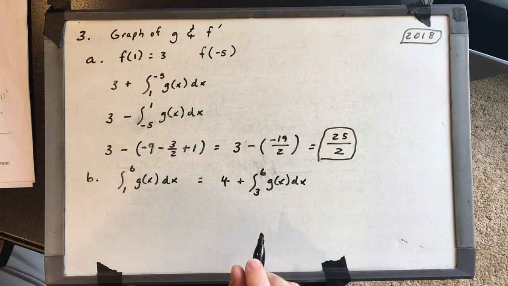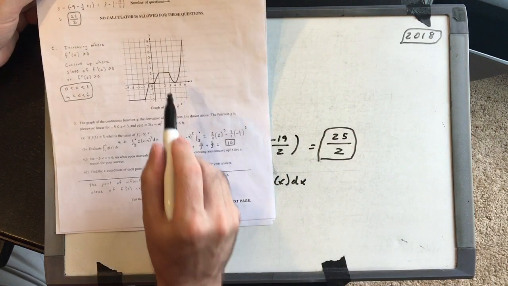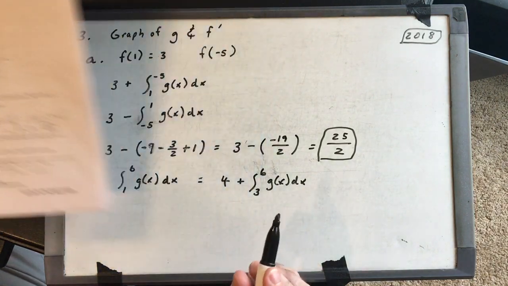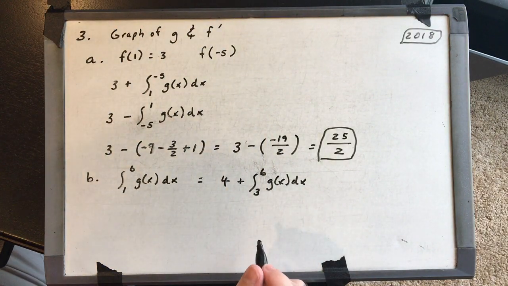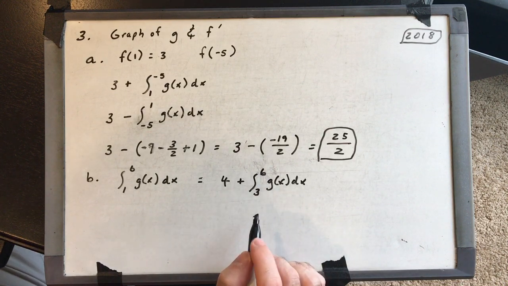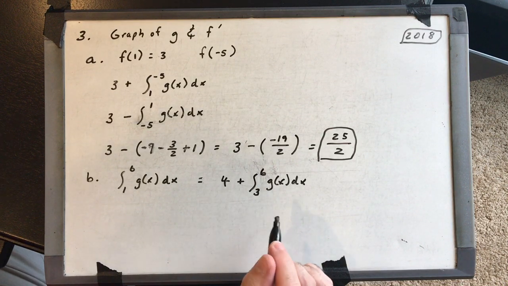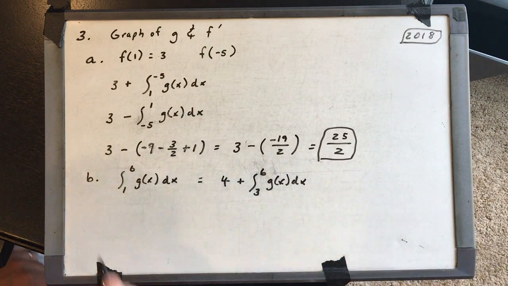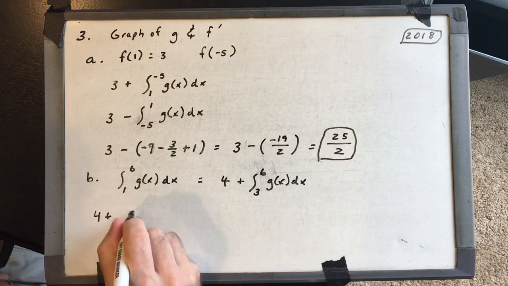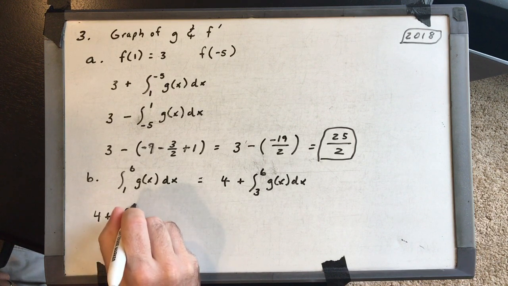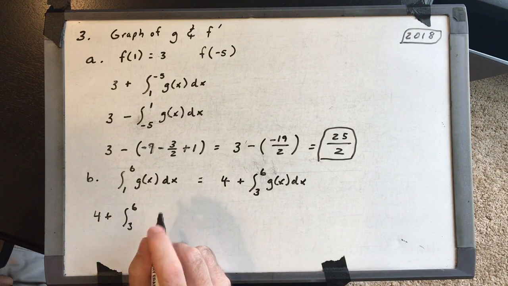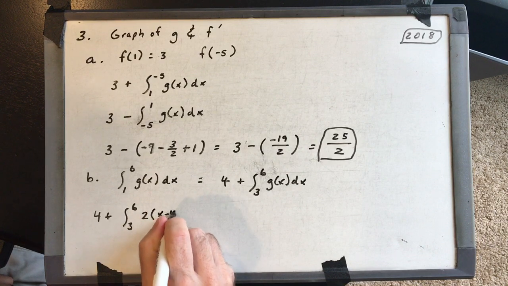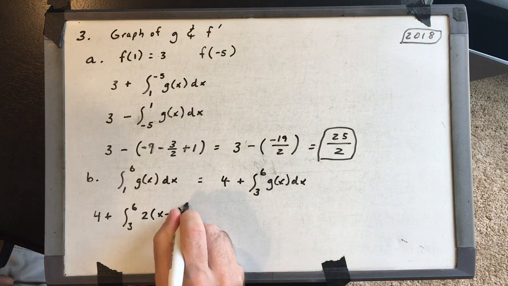Again, how did I get to 4? From 1 to 3, it's just a square, so we don't need to use calculus. From 3 to 6, I've got to get the area under the curve. So this is going to be 4 plus, the information in the problem tells me that from 3 to 6, g of x is 2 times (x minus 4) all squared dx.